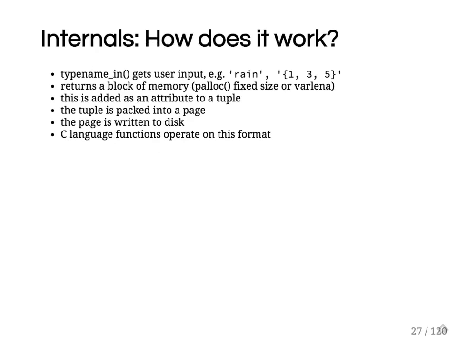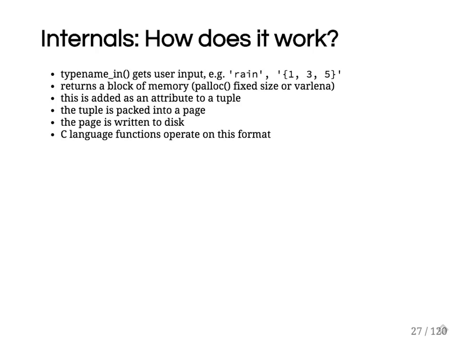So the basic flow is that a value comes in as text. It gets sent to that function. The function will call palloc, Postgres alloc, to get some memory, either a fixed size or a varlena, which is a variable length value with a header that represents the length of that data. Then that will be stored as an attribute on a tuple. The tuple is packed into the page. The page is written to disk. And when you have C language functions that operate on that, so if you've defined, say, hostname or JSON parsing, they'll usually work on that in-memory representation of it, not the text representation.